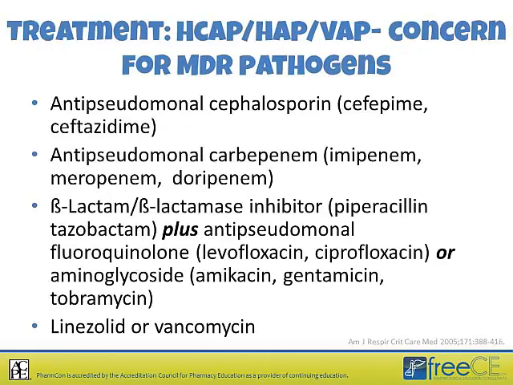ertapenem. Now, if you do have concerns for multi-drug resistant pathogens in your patient that has a diagnosis of HCAP, HAP, or VAP, these are the recommendations. You can use an anti-pseudomonal cephalosporin, which includes cefepime or ceftazidime, or an anti-pseudomonal carbapenem, such as imipenem, meropenem, or doripenem, or a beta-lactam/beta-lactamase inhibitor, which includes piperacillin tazobactam, plus an anti-pseudomonal fluoroquinolone, such as levofloxacin or ciprofloxacin, or an aminoglycoside: amikacin, gentamicin, tobramycin.